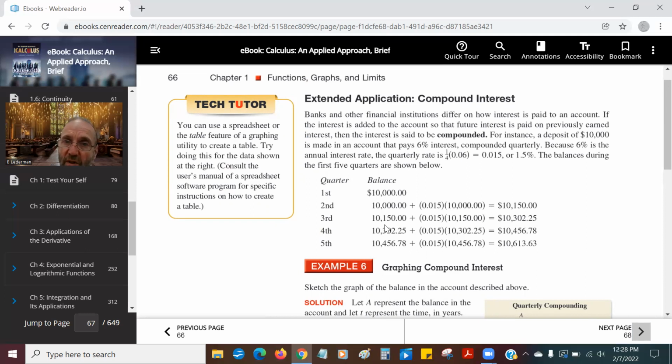And then the next quarter you get 1.5% of that previous balance, so now you're at 10,302. And then the next quarter is 0.015 times 10,302, so it becomes 10,456.78. The next quarter it's going to be the previous balance, 10,456.78, which I got from here, plus 1.5% of that balance, and that gives me 10,613.63. Now, if I just did straight interest, it would be 10,600.